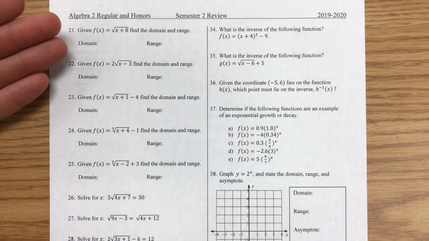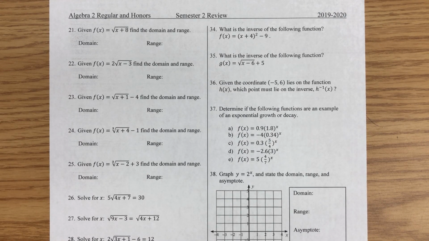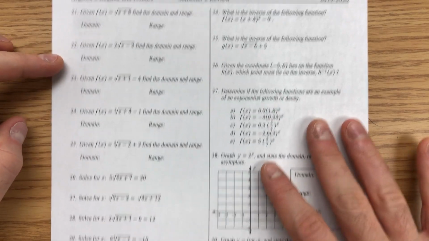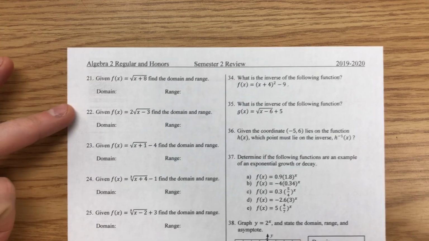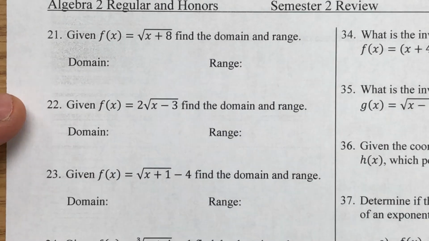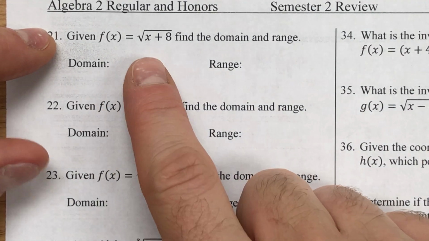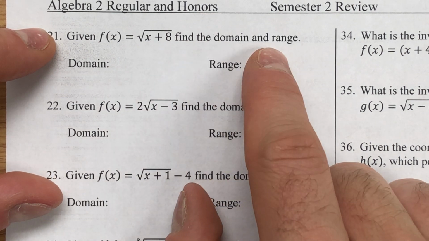So today we're going through the third column in our semester 2 review. We're going to be doing questions 21 through 33. So let's go ahead and take a quick look at question 21. Given the function f of x equals the root of x plus 8, find the domain and the range.